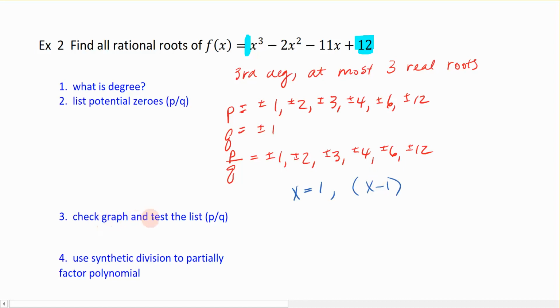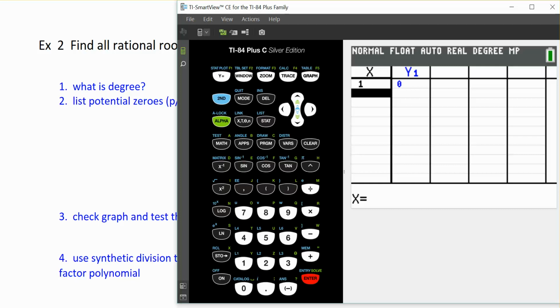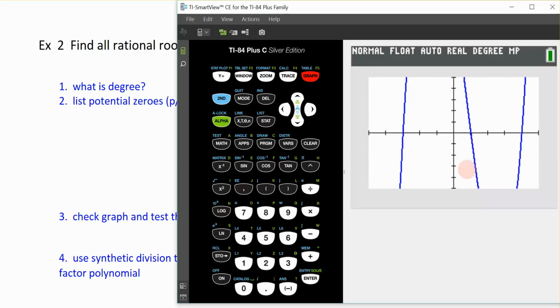So that was the testing the list. We can check the graph if we want. I'm going to go back and show you what it does look like. So here I have it graphed, and you can see that right here is where we are crossing the x-axis at 1. So I know it's a 0.